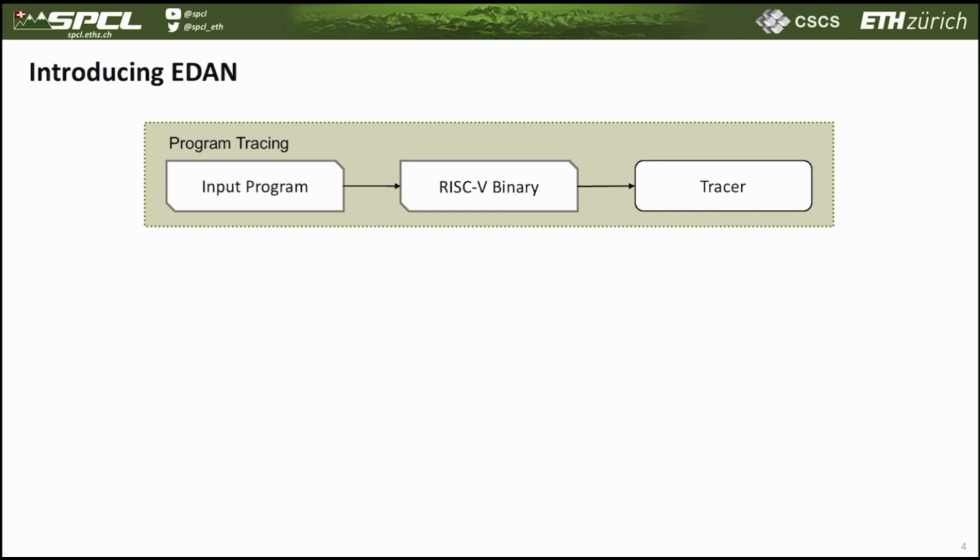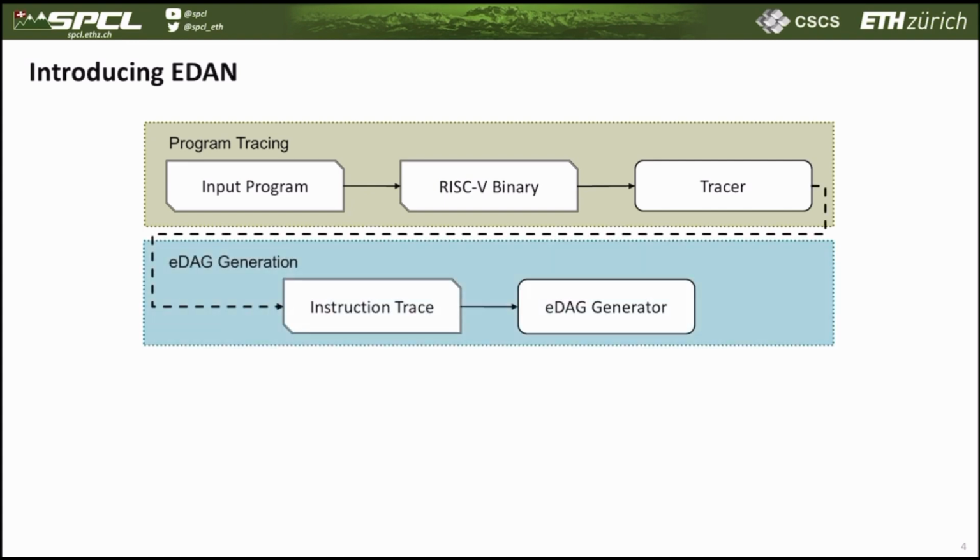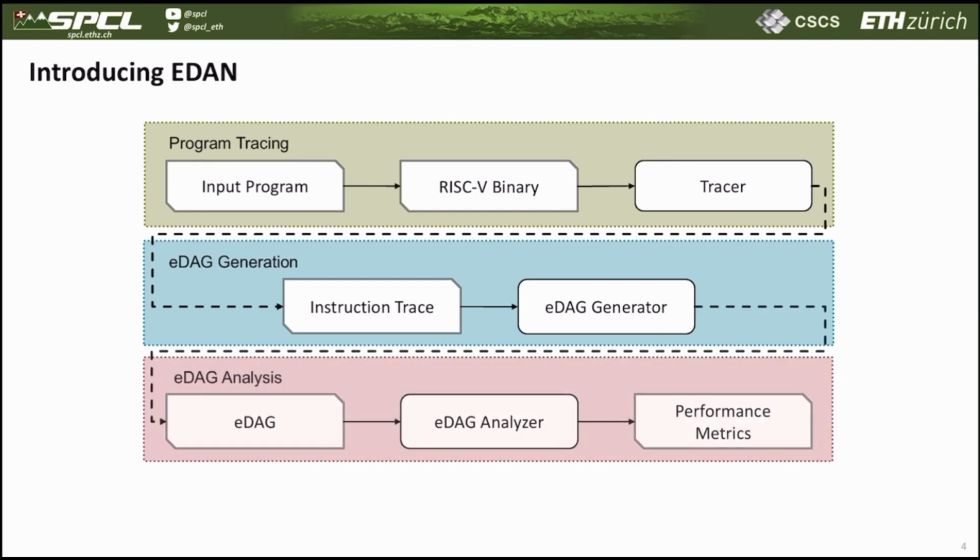Then you run this RISC-V binary and you trace the execution. So you want kind of a trace of which assembly instructions have been executed, and this you feed into our execution DAG generator. So you take your trace and you transform this trace into a graph. We will see what kind of graph later, and then you can perform analysis on this graph. So this is the red part. And what you hope to get out is some sort of performance metric. And I will describe each of these boxes in detail in the following.